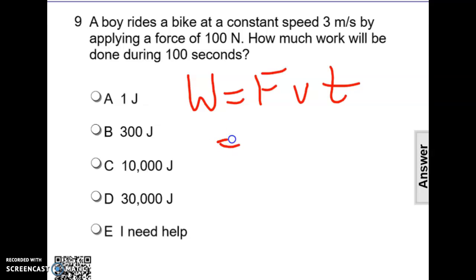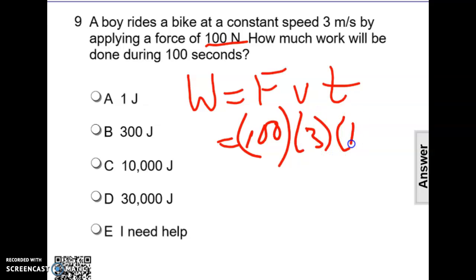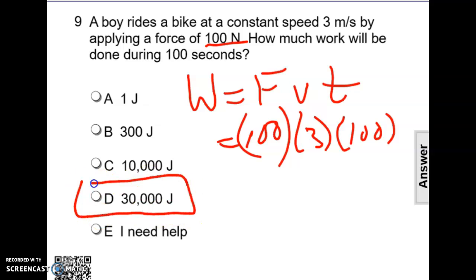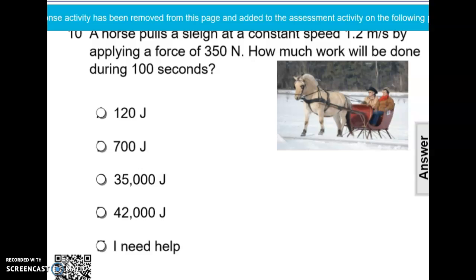So if we want to calculate the work that's done, I can apply a force of 100 newtons, and the velocity was 3. Time was equal to 100. 100 times 100 is 10,000. Times 3 is 30,000. So the work will be 30,000 joules right there. Keep on going here.